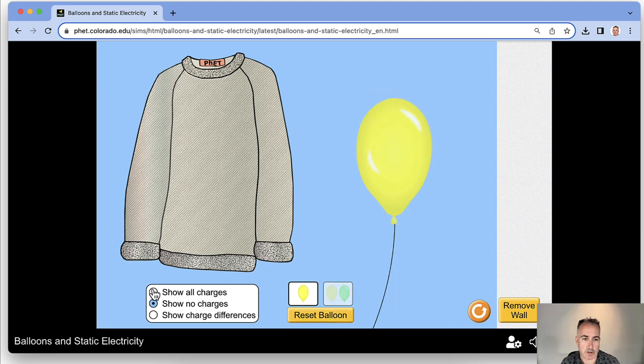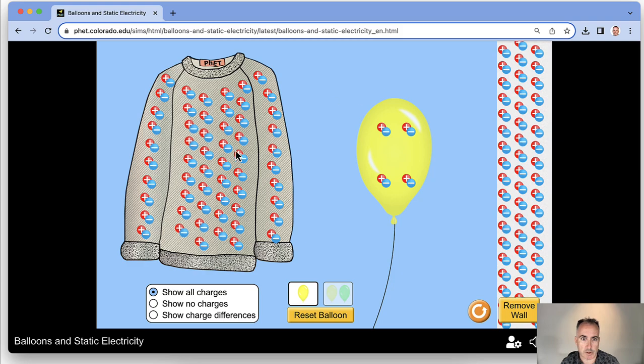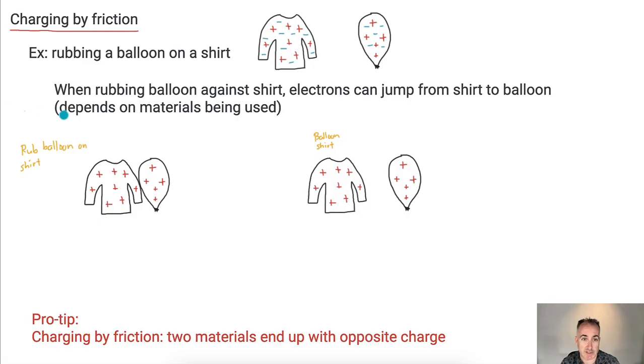First of all, I'll just put down this one here and say, let's show all the charges. But let me explain it to you step by step what happens. So let's say we're rubbing a balloon on a shirt. Here's my shirt, here's the balloon. I'm going to count 1, 2, 3, 4, 5, 6, 7, 8, 9 negative charges, and I'll count 5 negative charges over here. It's all about the electrons, okay? The electrons are the important ones. They're the ones that move.